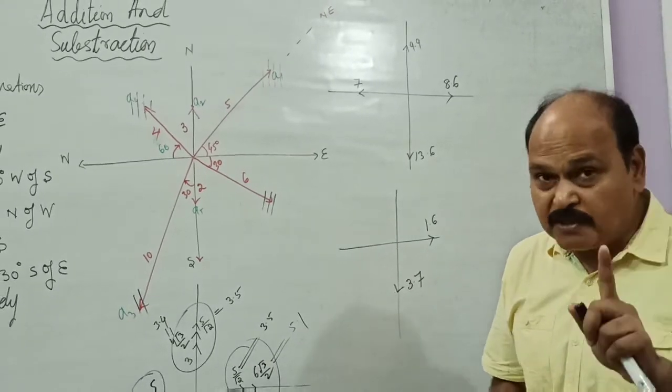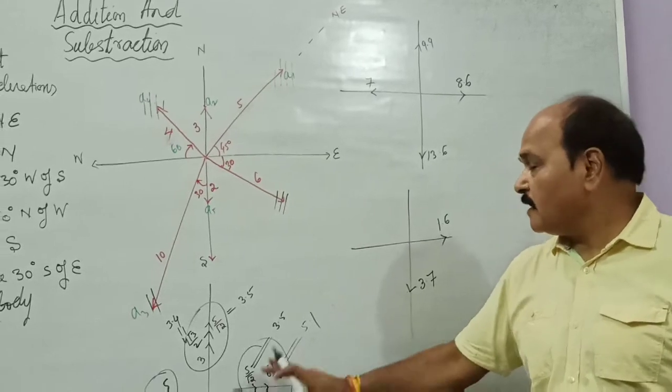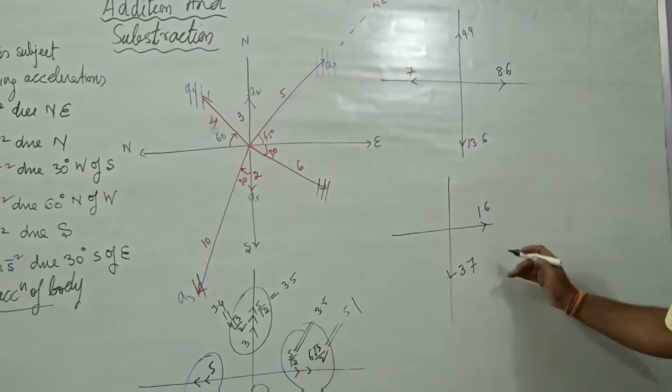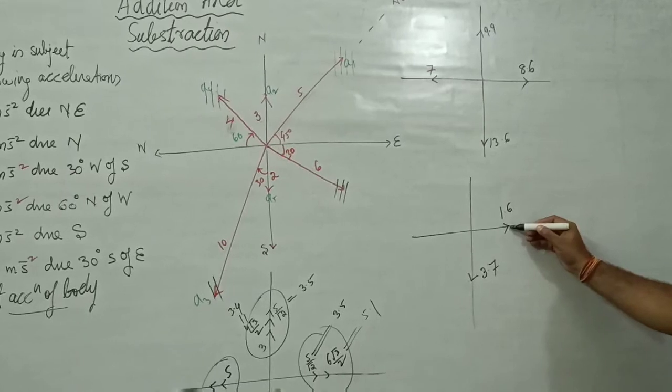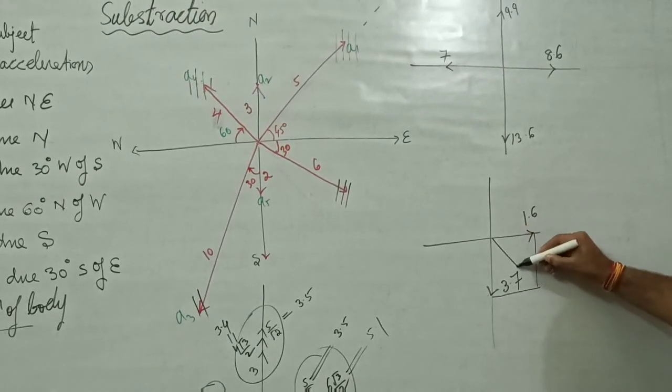Remember, we have to apply case 1, case 2 and then case 3. Case 1 is applied, case 2 is applied. Now let us see case 3. Now we are left with only two vectors, and both these vectors are perpendicular to each other.